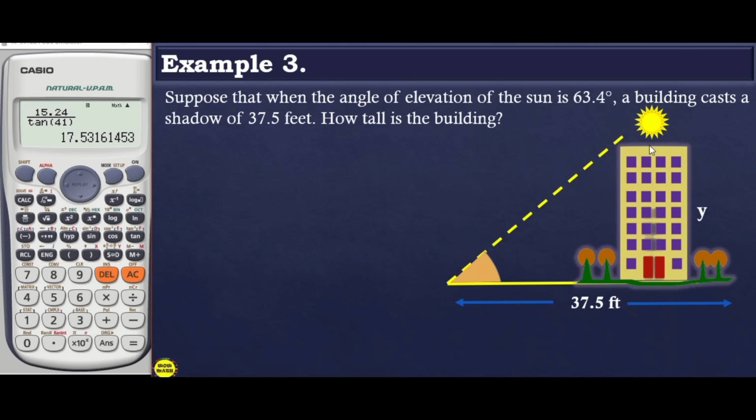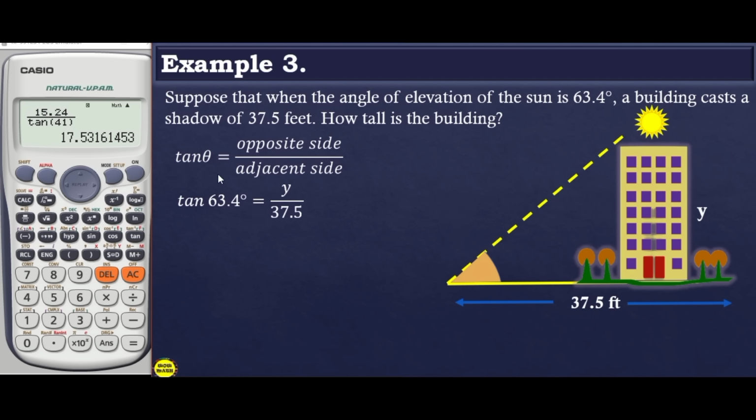Okay, so we will represent the height of the building as y. And y, since given po yung angle natin, ang gagamitin natin since ang given ay opposite and adjacent. So, given yung angle, opposite, and then adjacent, ang gagamitin natin ay tangent. Kasi yun po yung opposite over adjacent. Okay? So, we have tangent 63.4 degrees. Ito po yung ating given, since given na yung ating angle. Is equal to, your opposite is y, your adjacent side is 37.5.